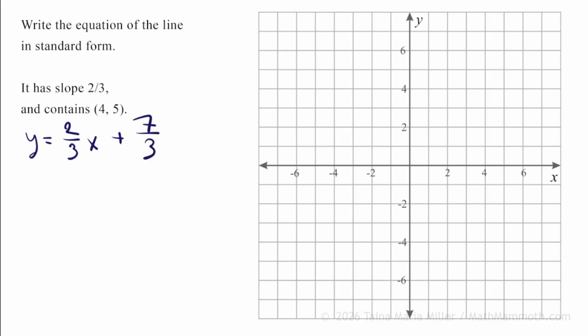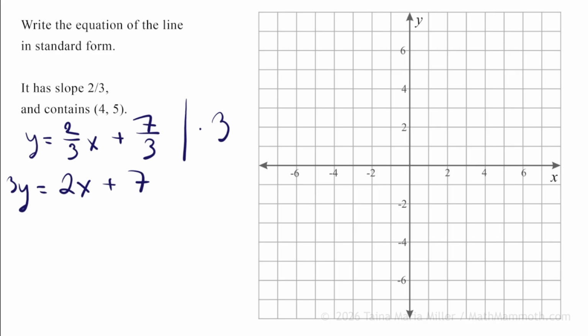Now in the standard form, we need to have integers: a times x and b times y plus c. A, b and c need to be integers. So we cannot have fractions. We need to start out by getting rid of the fractions in this equation, which happens by multiplying both sides by the denominator. So here we go, multiply both sides by 3. So we get 3y, 2x, 7.